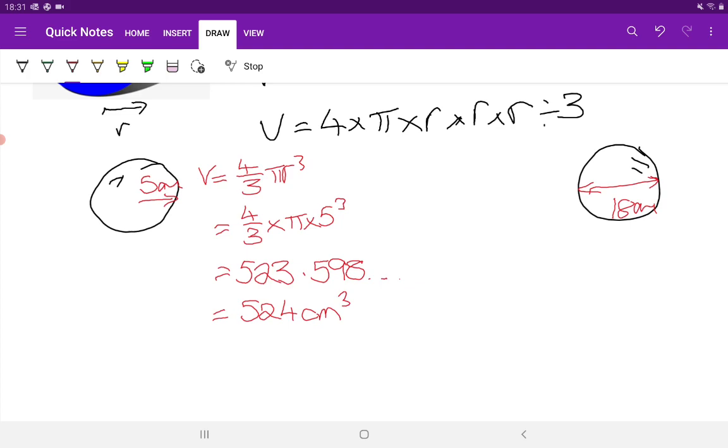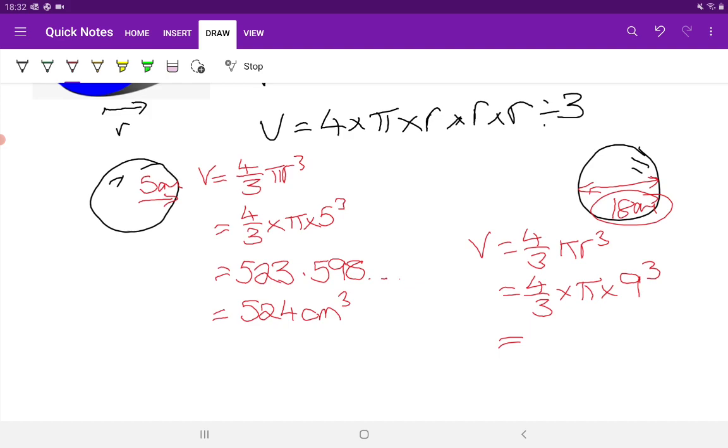And then for the other one, same idea. Volume is 4/3 of pi r cubed. This time, what's the radius? The radius is half of 18, so it's 9. So 4/3 times pi times 9 cubed is going to be the working out that we need to do.